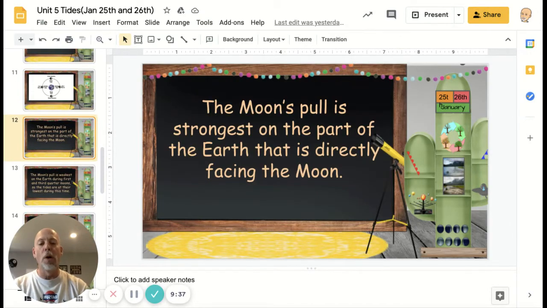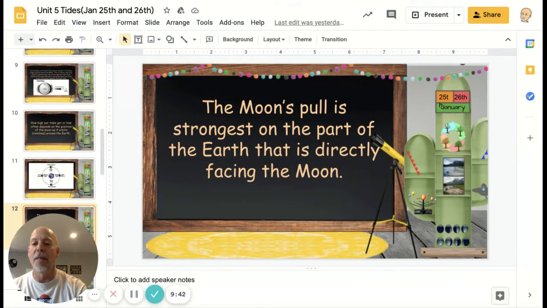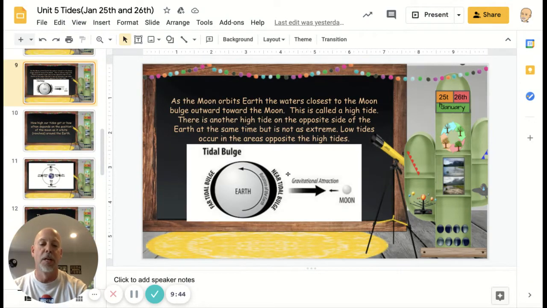So the moon's pull is strongest on the part of the Earth that's directly facing the moon. We saw that on this last slide in this picture. See how it's nearest the moon? See how this bulge, the tidal bulge, is more on this side than this side? It's because the moon is closer to that side of Earth.